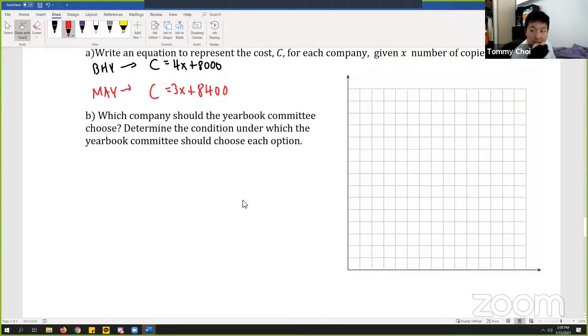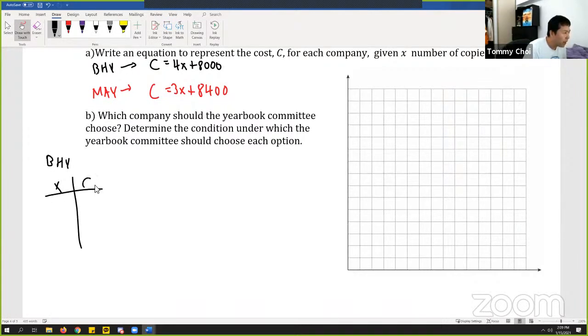Okay? My suggestion to you would have been to use a table of values to determine the points that you need. The reason we have to use a table of values here is because the slope is a significantly smaller number than our initial value. You're not going to be plotting 8,000, then 8,004, 8,008. That's not helpful to you, right?